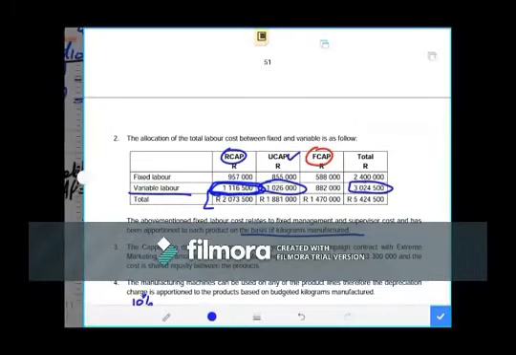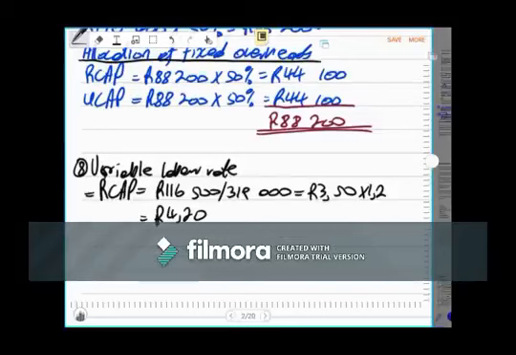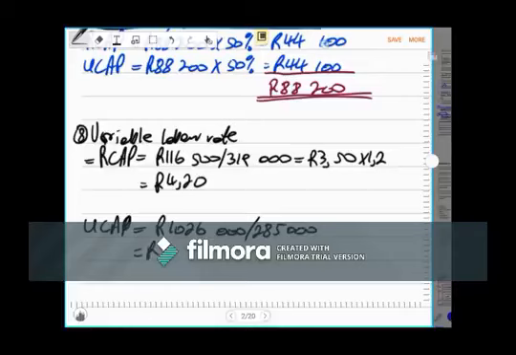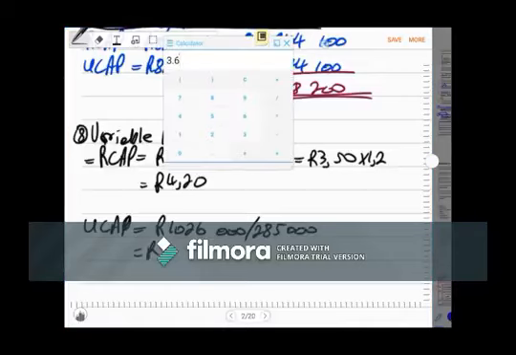We will keep this the same because it did not increase. However, we can just calculate the rate for the unsweetened cappuccino. So for the unsweetened cappuccino, the rate will be 1,026,000. Divide this by 285,000. Then this will give us the rate as 360.